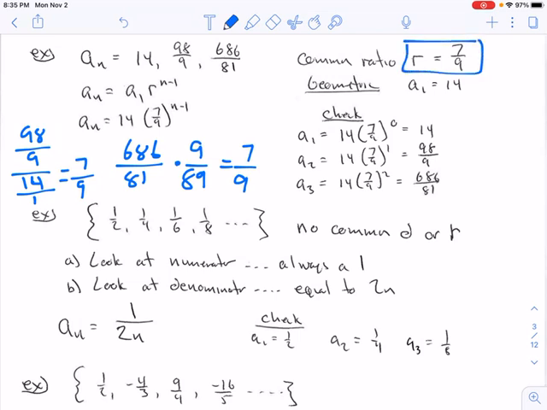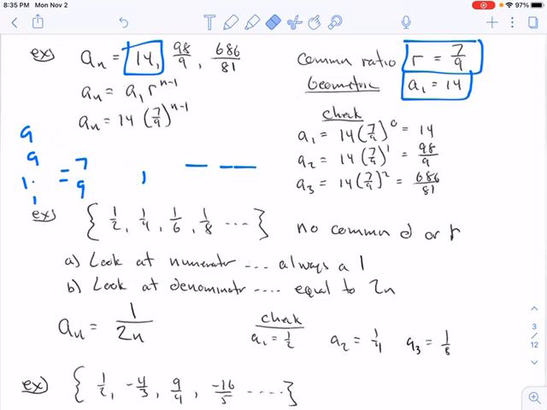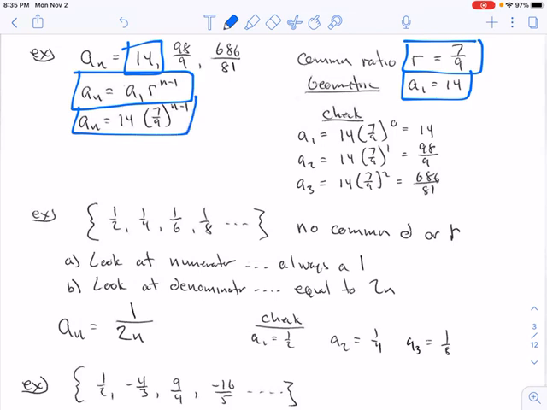And again, you can verify that. Once we know there's a common ratio, we know that it's geometric. We can see the first term of the sequence is 14. That just comes from here. And so now we can figure out what the formula is. We know the general form of the geometric sequence looks like this: a sub 1 times the common ratio raised to the n minus 1 power, and then plugging in the 14 and the 7/9, we get that formula.